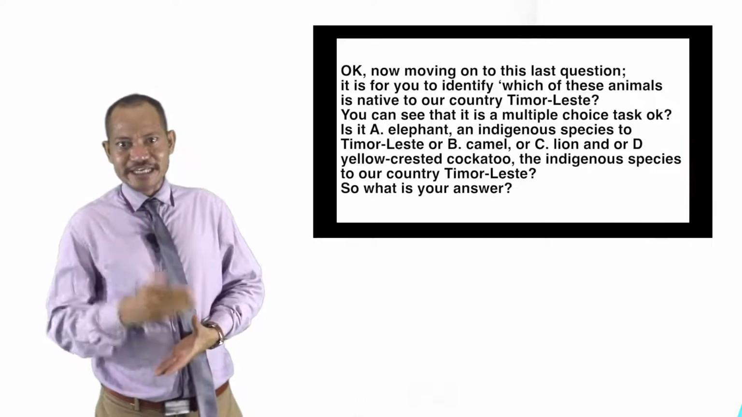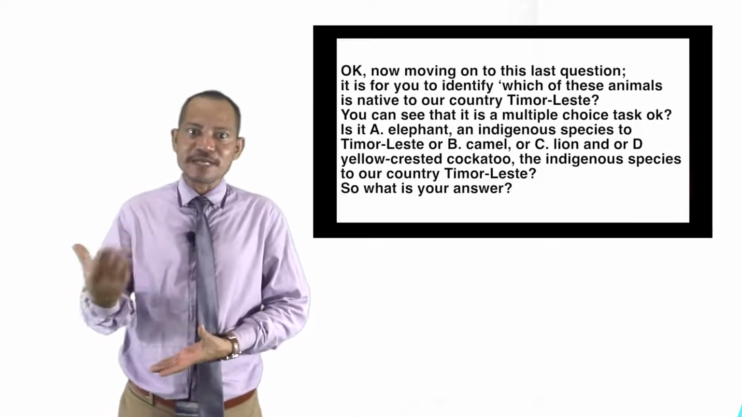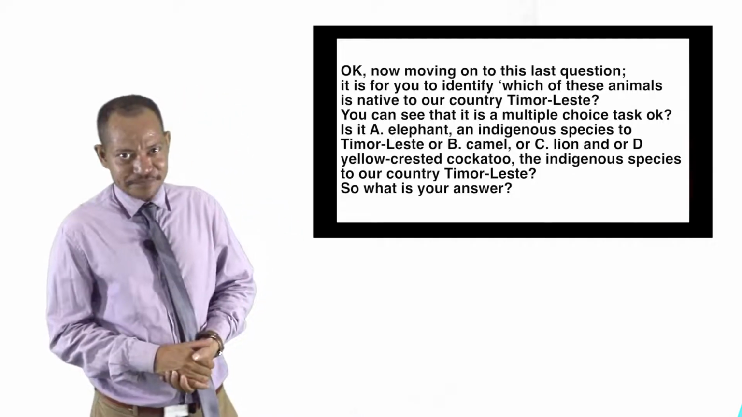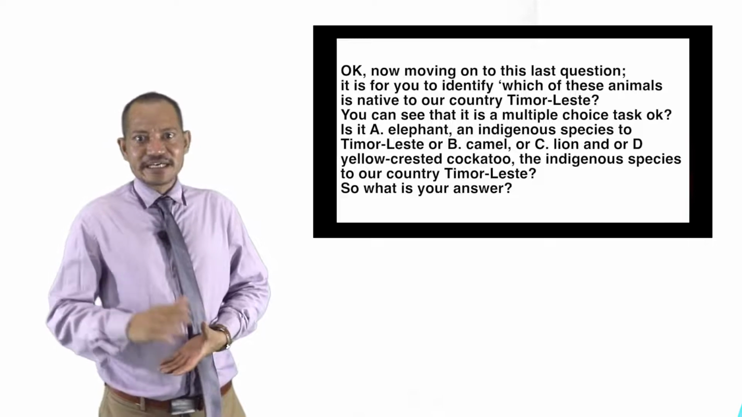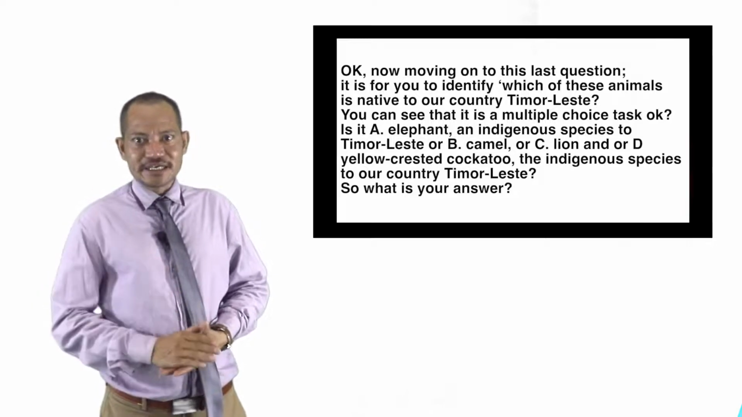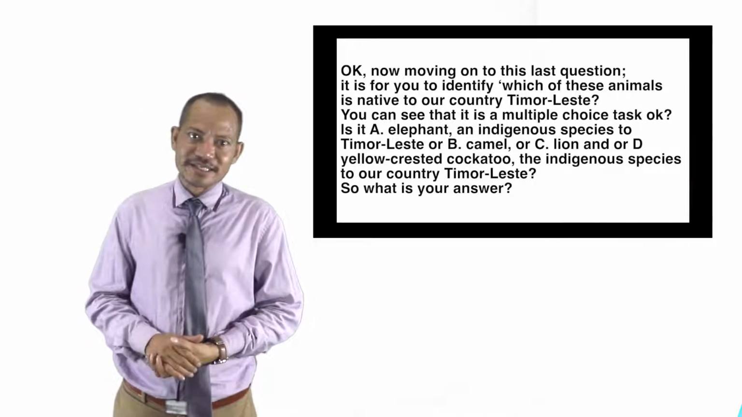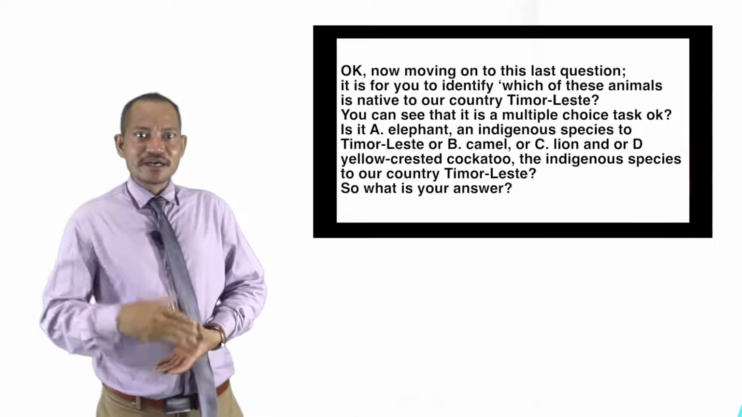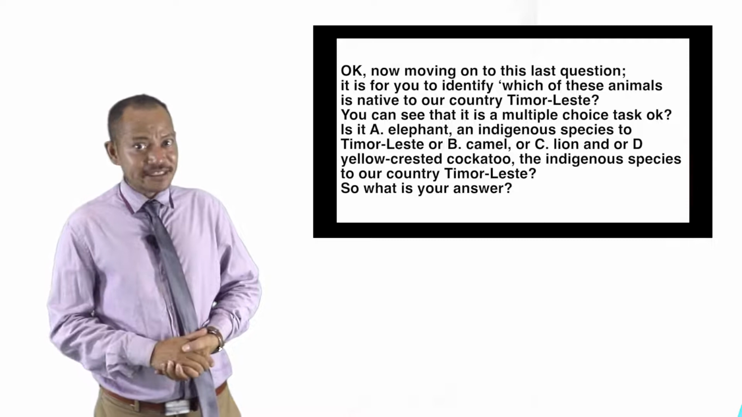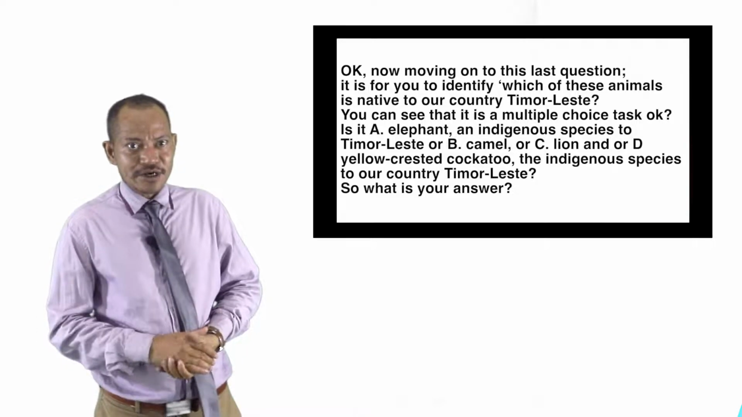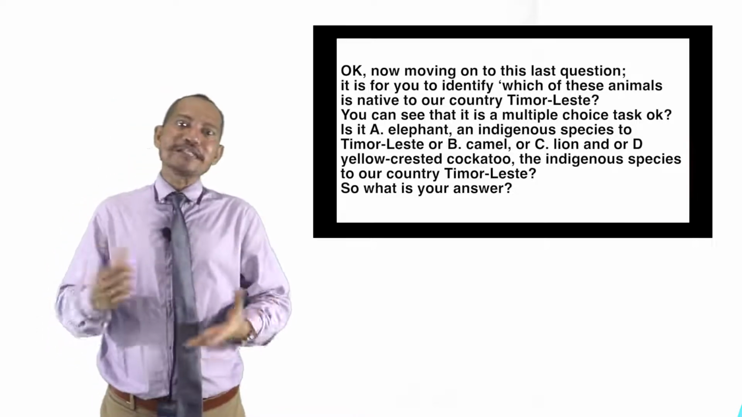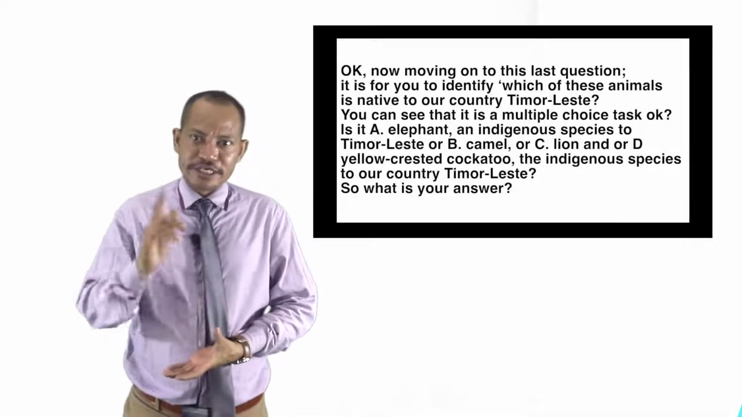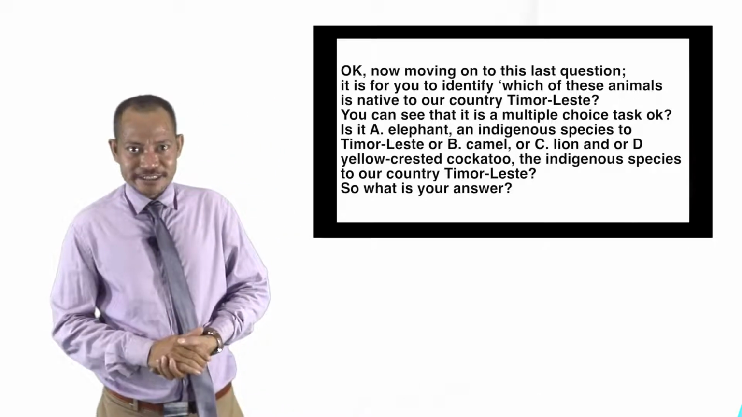Okay, now moving on to this last question. It is for you to identify which of these animals is native to our country, Timor-Leste. You can see that it is a multiple choice task. Okay, is it A, elephant, an indigenous species to Timor-Leste, or B, camel, or C, lion, or D, yellow-crested cockatoo, the indigenous species to our country, Timor-Leste?